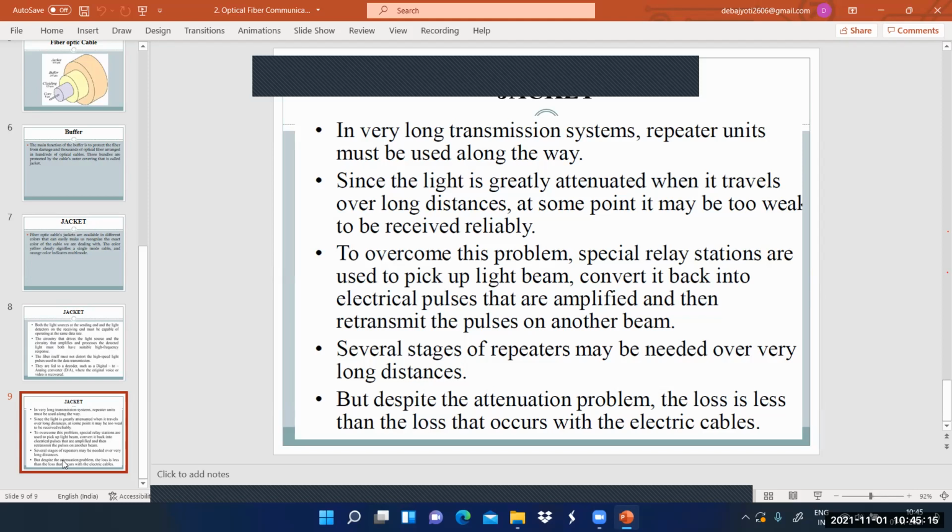Okay, and to overcome this problem, there is a relay station. In that relay station, the repeater is working, and the repeater is used to pick up the light beam and convert it back into electrical pulses, which are amplified and then retransmitted as a pulse to another beam. Several stages of repeaters may be needed over very long distances.